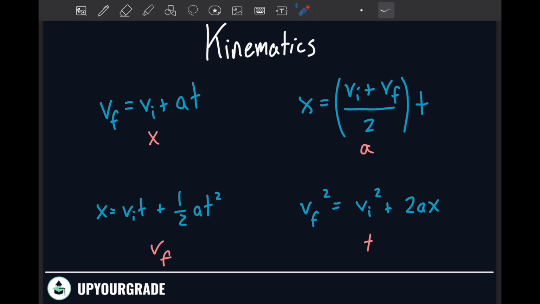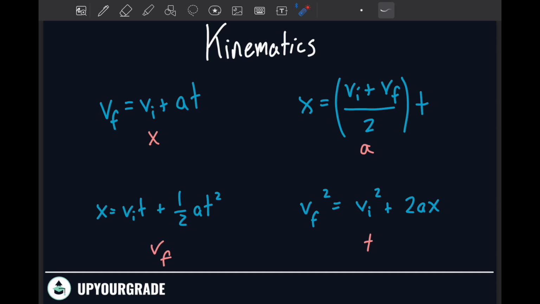The first one's helpful when we don't have the displacement. The next one when we aren't given the acceleration. The third equation when we don't have the final velocity. And the fourth one when we are not given the time. Because again, only one unknown can exist for us to be able to solve the equation.